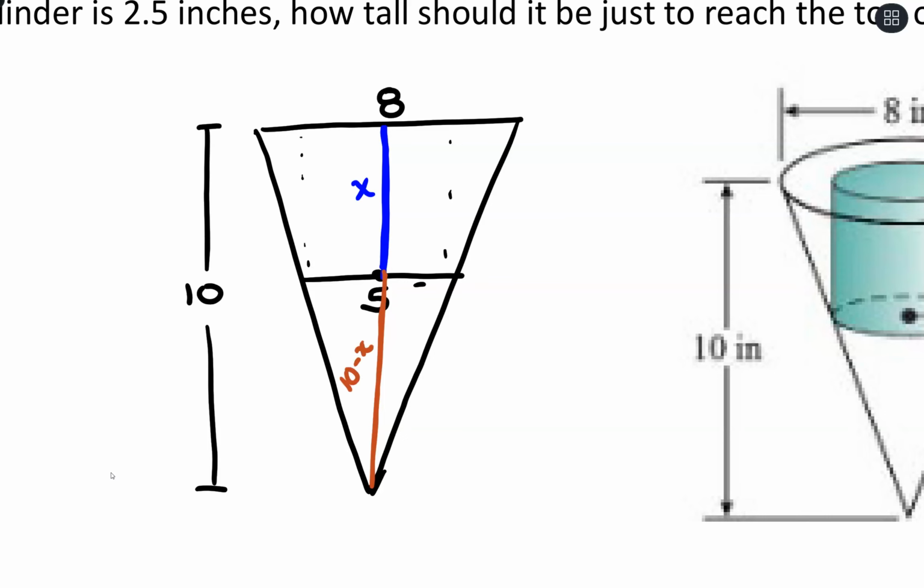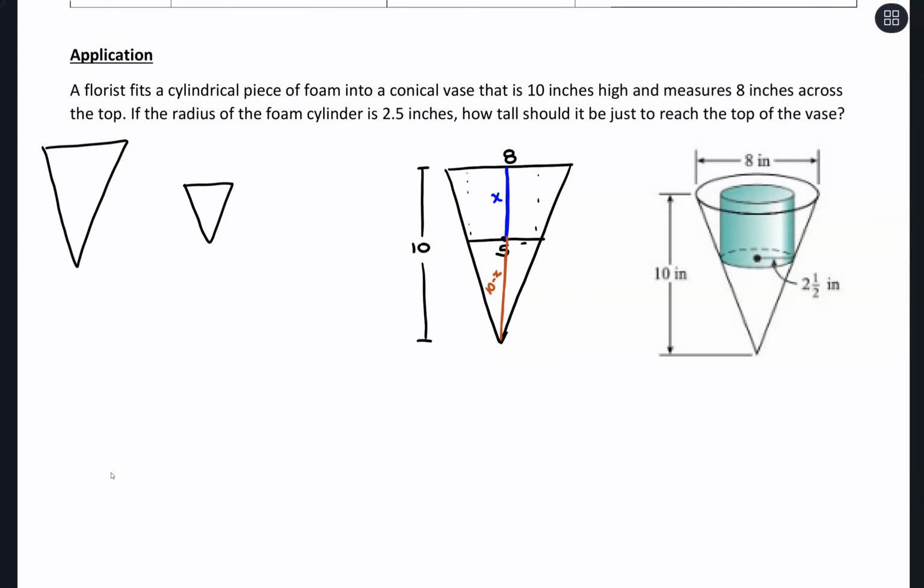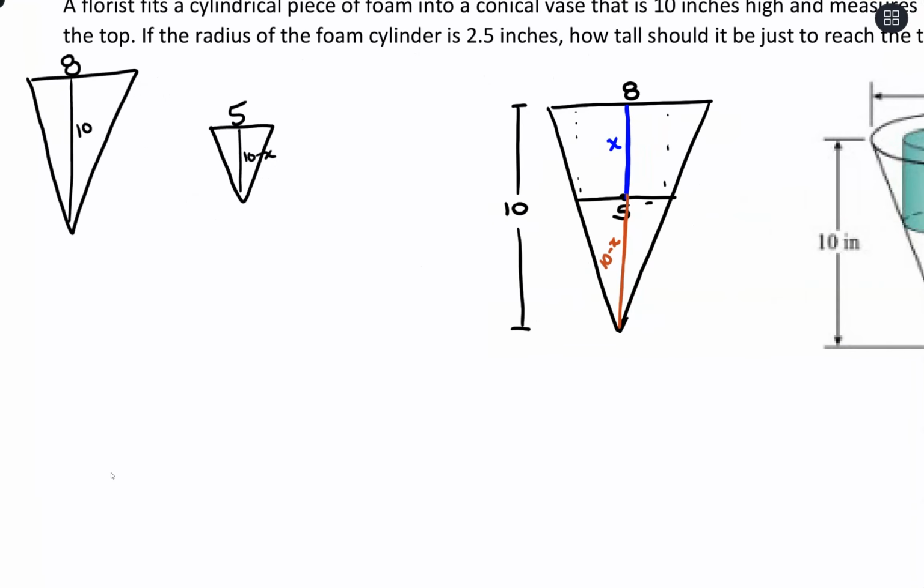What we can do is have our two triangles. We have our big triangle and little triangle. And what we just said is this has a height of 10 along a base of 8. This has a height of 10 minus x and a base of 5. Let's go ahead and take our ratios. So 8 to 5 is equal to 10 to 10 minus x.